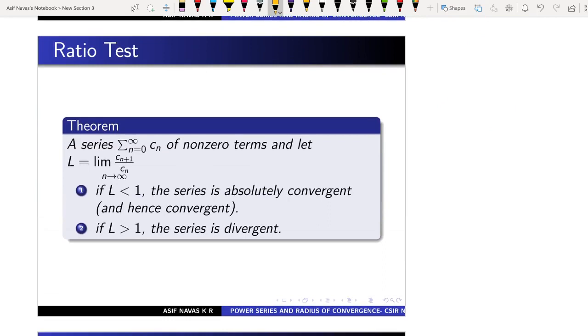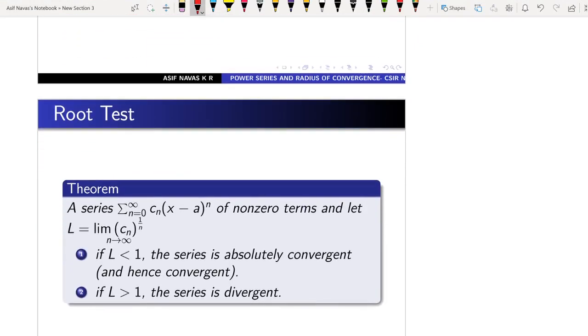Now we want to find out what R is. We want to derive a formula for the radius of convergence. For that, we know the ratio test. For a series sigma n equal to 0 to infinity C_n of non-zero terms, let L equal limit n tends to infinity |C_(n+1) divided by C_n|. If L less than 1, the series is convergent or absolutely convergent, and if L greater than 1, then the series is divergent. So the series converges if L less than 1 and diverges for L greater than 1, and we cannot say anything when L equal to 1.